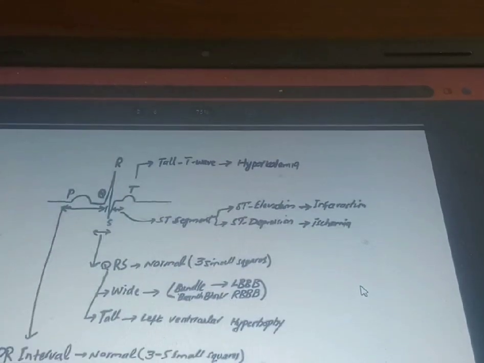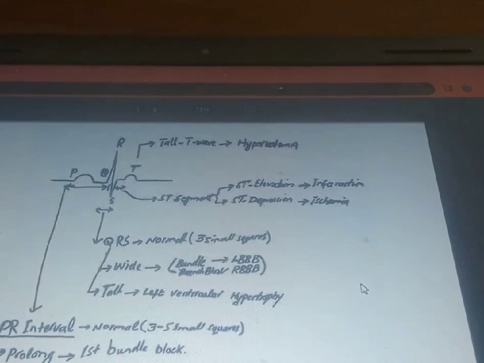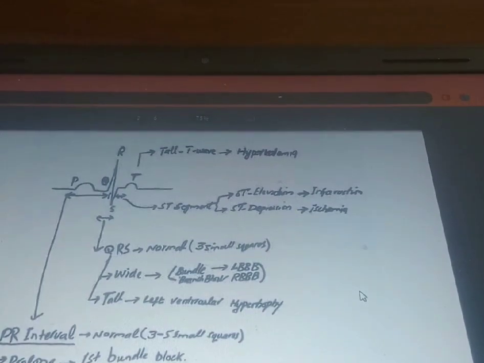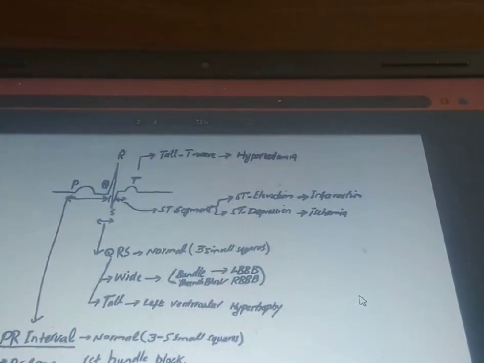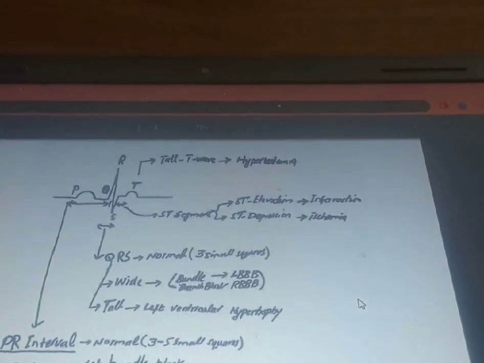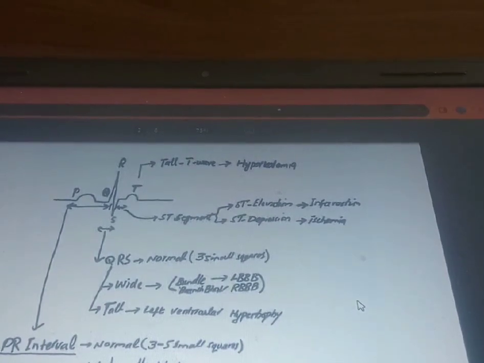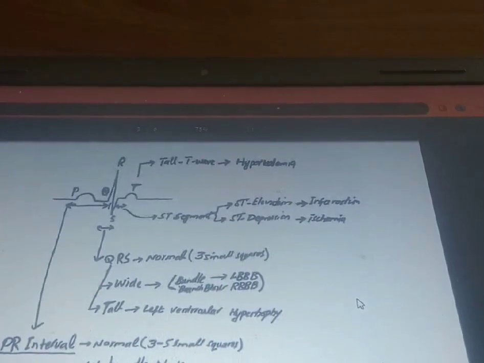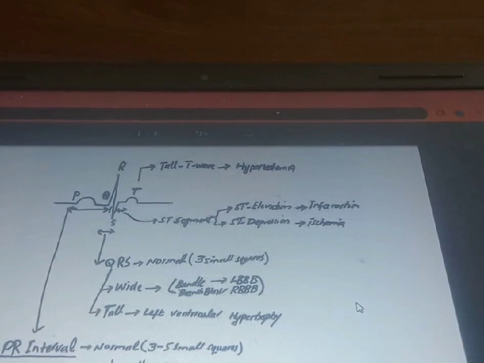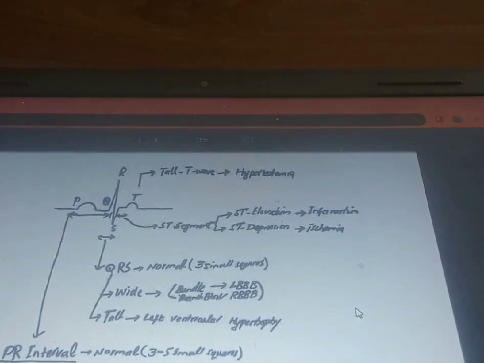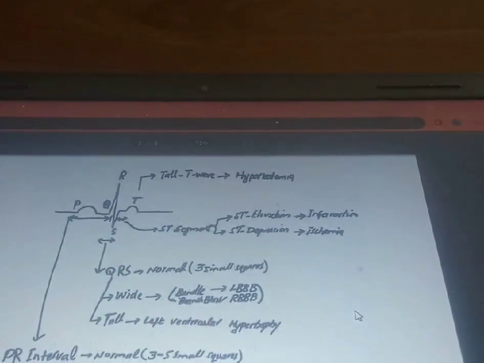Further we proceed. Here we are focusing on the abnormality presenting in the ECG. The P wave normally is composed of 3 to 5 small squares. When we are focusing on the ECG strip, we find 3 to 5 small squares in the PR interval. That is normal. When there are more than 5 small squares, it means the ECG has a prolonged PR interval. It is then the first degree block. When the PR interval is short, less than 3 small squares, it represents Wolff-Parkinson-White syndrome.